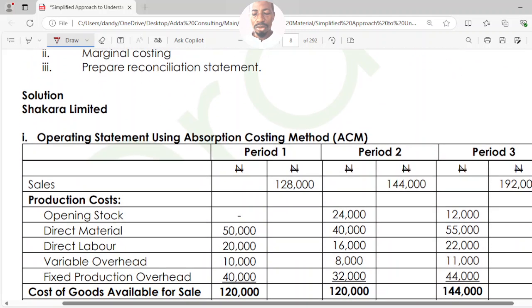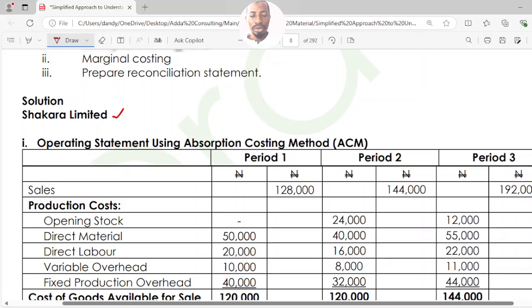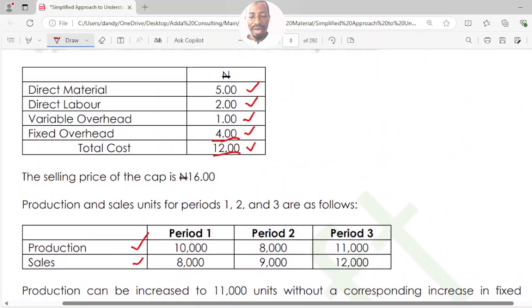All right. For the absorption operating statement, of course, we start with the name of the company. If given to you, start with the name of the company. So I want to calculate operating statements using the absorption costing method. Remember all those things that we have talked about: under the production cost, both variable and fixed cost of production should be considered. So let's apply all those learnings. Now, I will go to the question. I want to determine sales value.